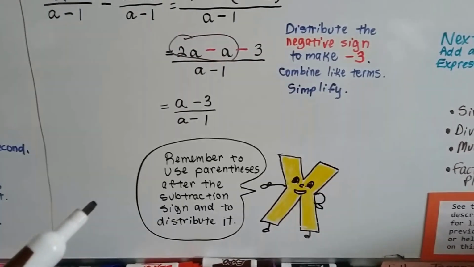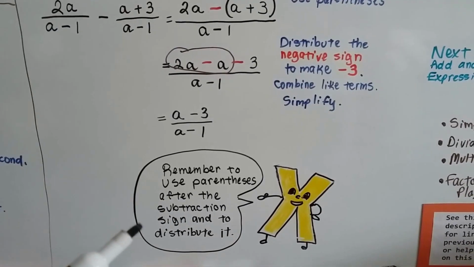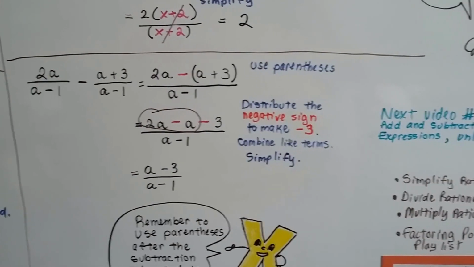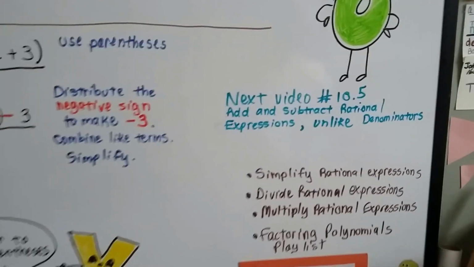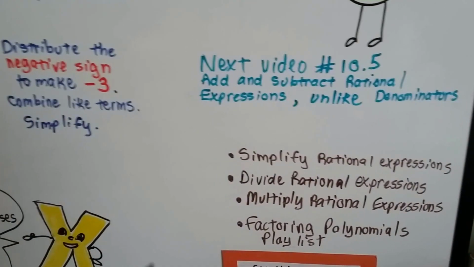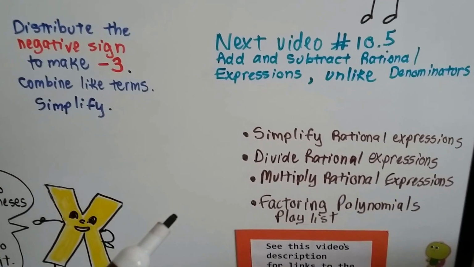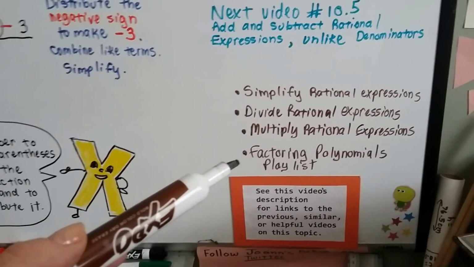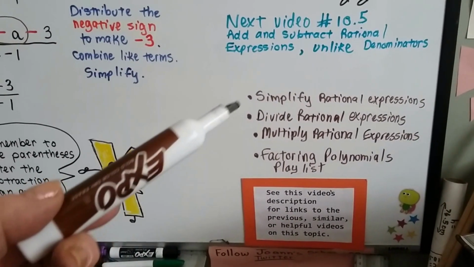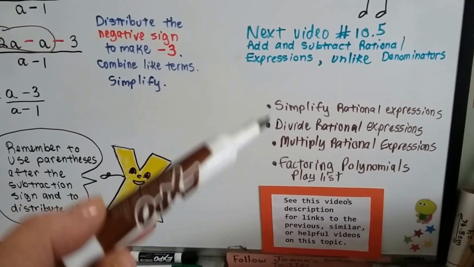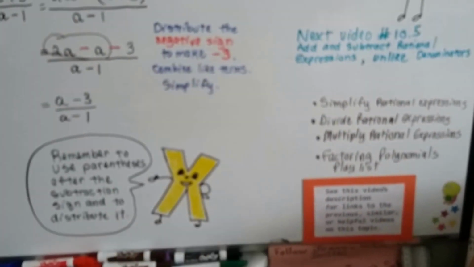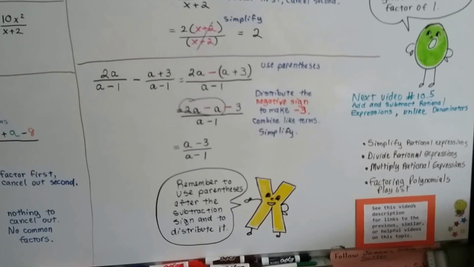So just remember to use parentheses after the subtraction sign and to distribute it, okay? Parentheses and then distribute that negative when we're subtracting and simplifying, okay? Our next video, 10.5, we're going to do addition and subtraction of rational expressions with unlike denominators, all right? And if you want to get a chance to review factoring polynomials, the playlist is in this description. You can just click on it. And if you want to see how to multiply or divide rational expressions, which we just did in 10.2 and 10.3, that'll be in there, along with the simplifying one that we did in 10.1, okay?